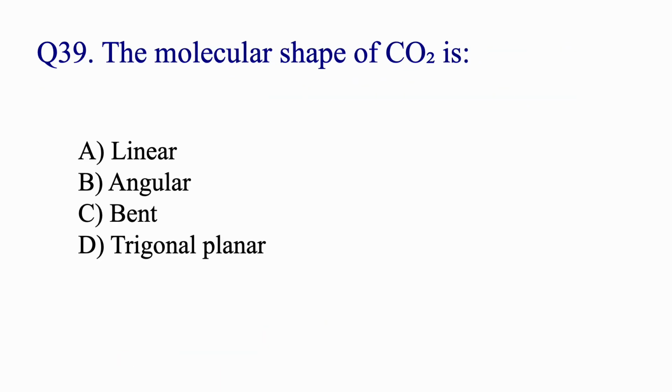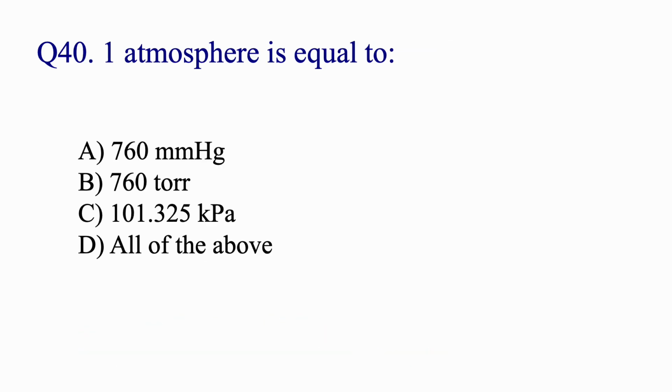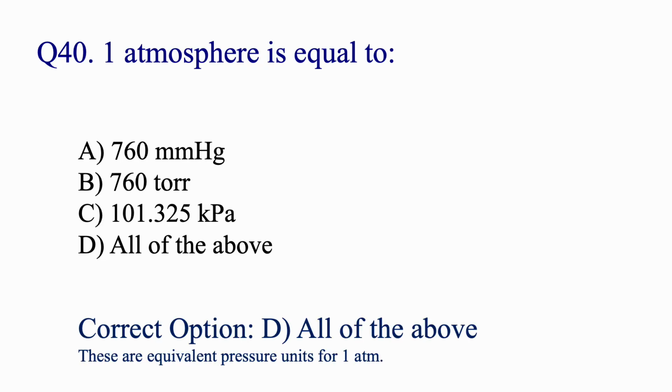The molecular shape of carbon dioxide is linear. 1 atmosphere is equal to all of the above: 760 mmHg, 760 torr or 101.325 kilopascal.